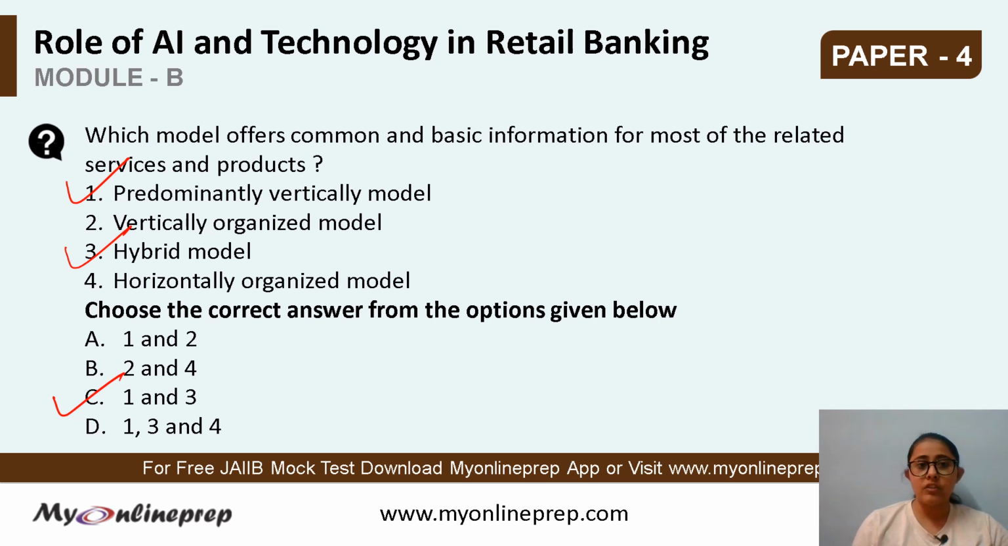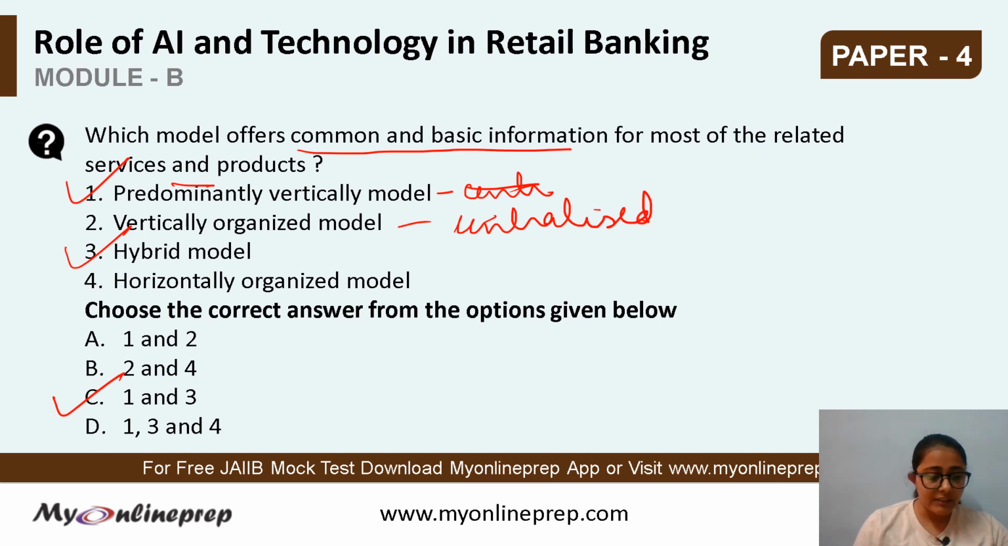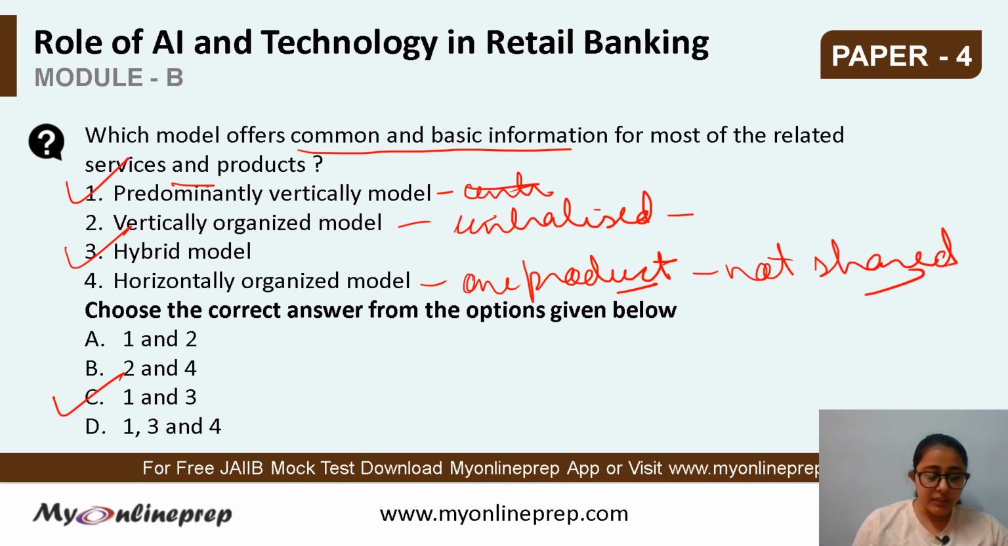These models offer common and basic information for most of the related services and products. The rest of the options are the vertically organized model, where the customer information is centralized and the common origination and servicing process is built across all its retail banking products. So the information is shared across the retail banking products. And in the horizontally organized model, the individual process platform supports only one product, and the data in the model is not shared. The information is not shared with other products and other product platforms.